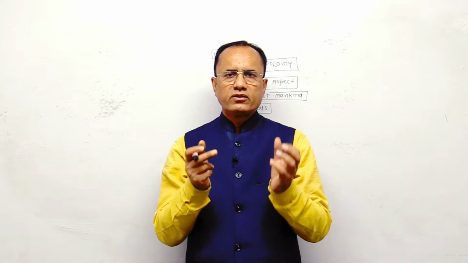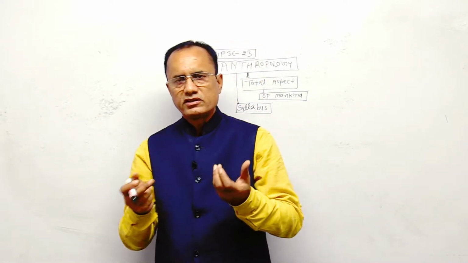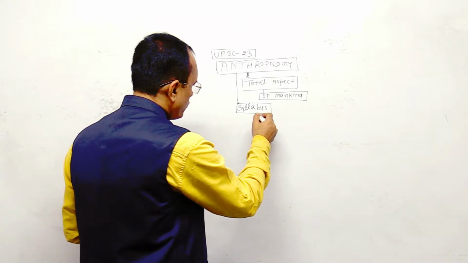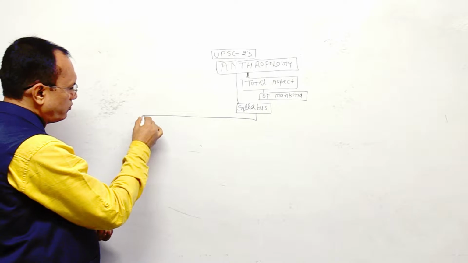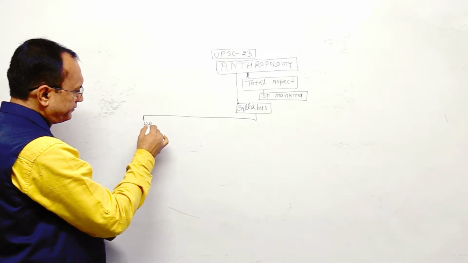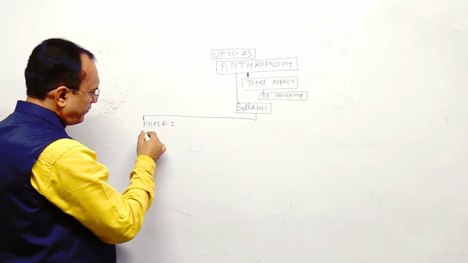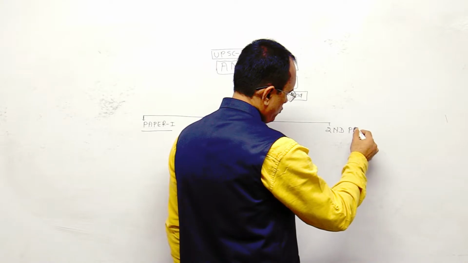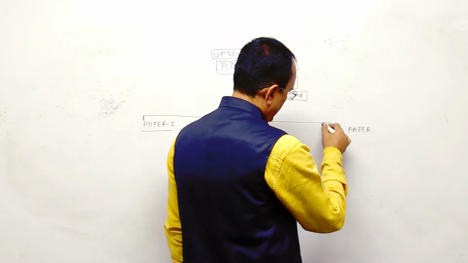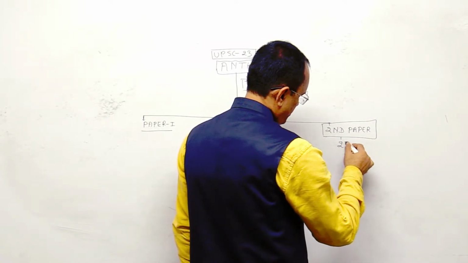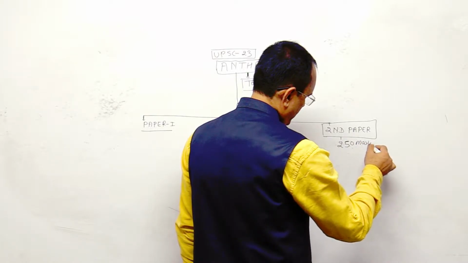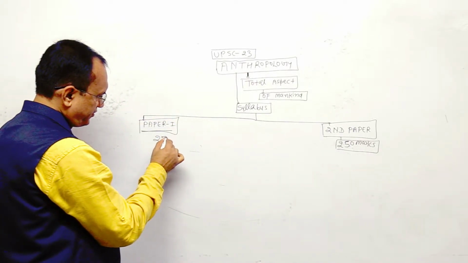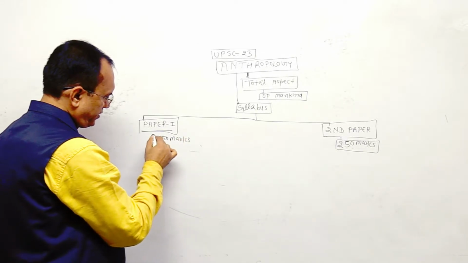So the first thing is that whenever you try to study any discipline, any subject for the UPSC exam, you have to understand your syllabus. And if you observe the syllabus of anthropology, it is divided into two papers. First paper, and second paper. Each paper has 250 marks.